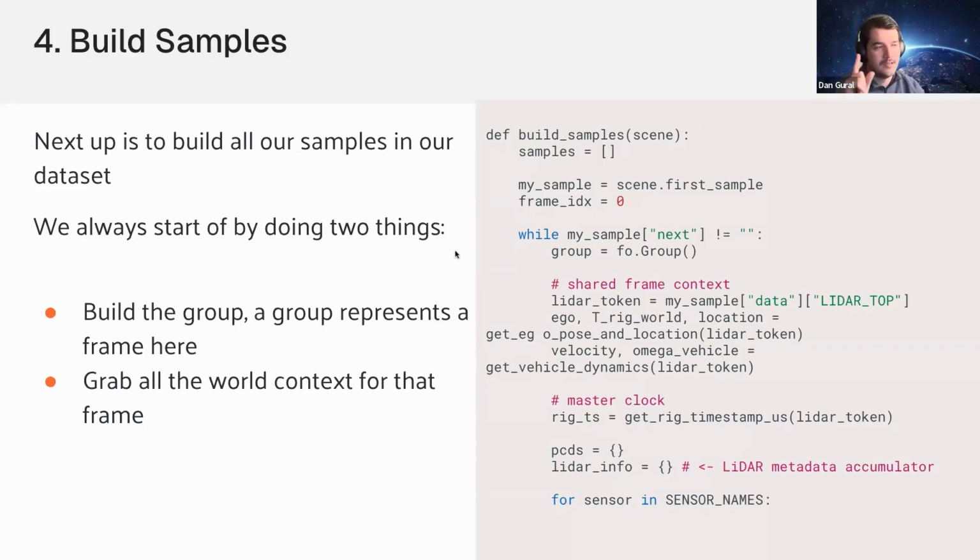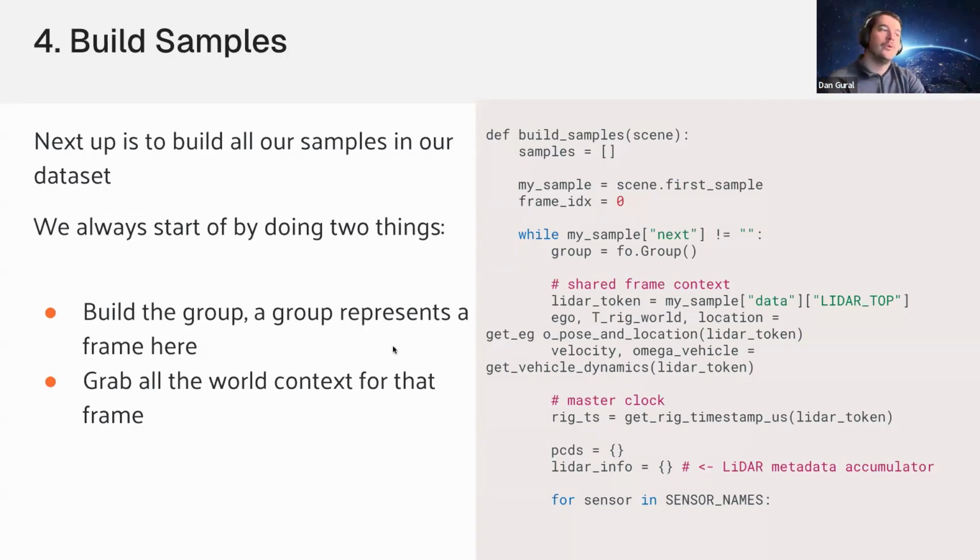So now that we have all of our metadata stored in these containers, we're going to start by doing two things. First is building the group. This FiftyOne group is the container that represents the frame, right? So a group can hold many different samples. A sample is akin to a sensor here. So our group is going to have our front camera, our back camera, our left camera, as well as the 3D assets that we store on top of it.